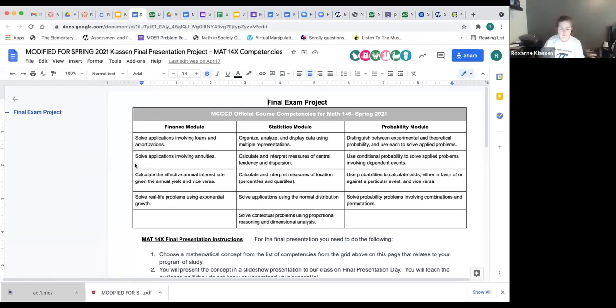Okay, so this is the final exam project. One thing I've noticed that people are leaving off their presentations is they are not telling me which one of these competencies they chose. For example, I had a student who's doing social work and is going to do some data displays and graphs. So they chose this course competency right here: organize, analyze, and display data using multiple representations. That should be on one of the very first slides. You can even put it on your title slide, right?